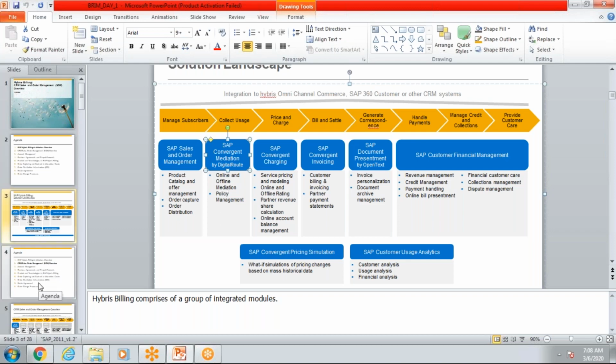Will you be sending me these PPTs? Yes, I will be sending you this. Okay. Only for 3 classes or 4 classes we will be having PPTs. Then everything we will be doing in the system.